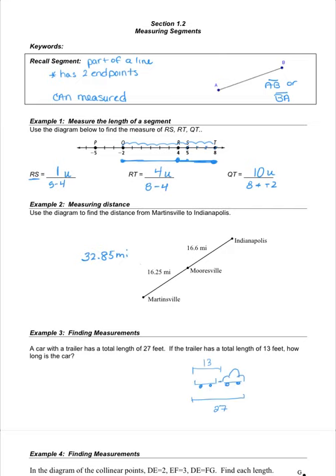So on this one, it's telling us the total length, and then it's giving us the length of the trailer. So I'm not going to add this time because I'm not putting the two pieces together. This time we're going to have to subtract. So if I take 27 minus 13, I should get the length of the car. And as you probably put in your answer, you should have gotten the answer of 14 feet.